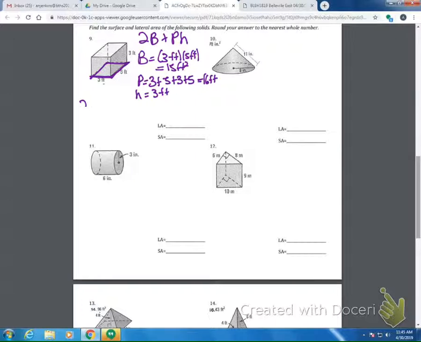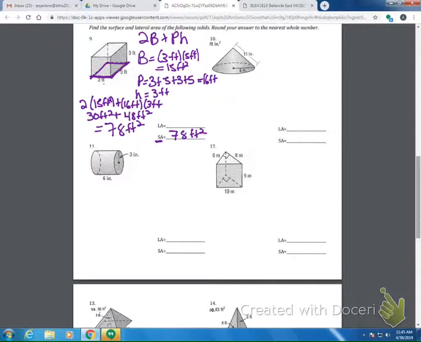So Gabby, we're going to have you finish this part up. It's 2 times your base of 15 feet squared, plus our perimeter of 16 feet times our height of 3 feet. So 2 times 15, I'll do for you. That is 30 feet squared. What is 16 times 3, Gabby? 48. Okay, 48 feet squared. 48 plus 30 is 78 feet squared. So your total surface area is 78 feet squared.